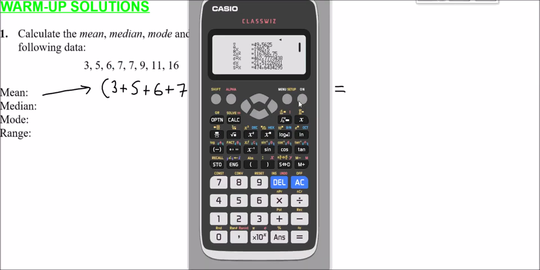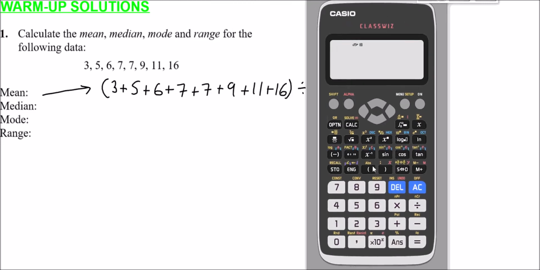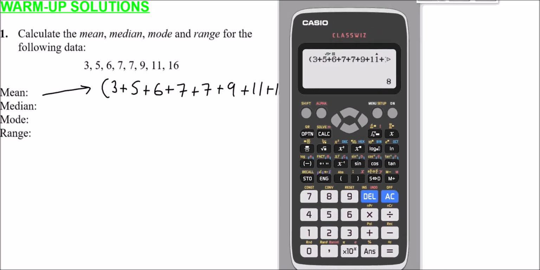If we get our calculator ready, and make sure we're in the correct mode, so mode 1. I'll show you about statistics mode later on in the video, in fact. So add all these values together. We've got 3 plus 5 plus 6 plus 7 plus 7 plus 9 plus 11 plus 16. Make sure this is in brackets or press equals first before dividing. Then divide by 8. You should find that the mean for this data set is 8.